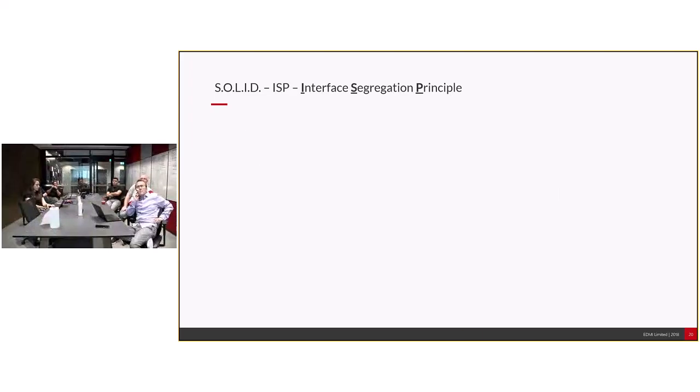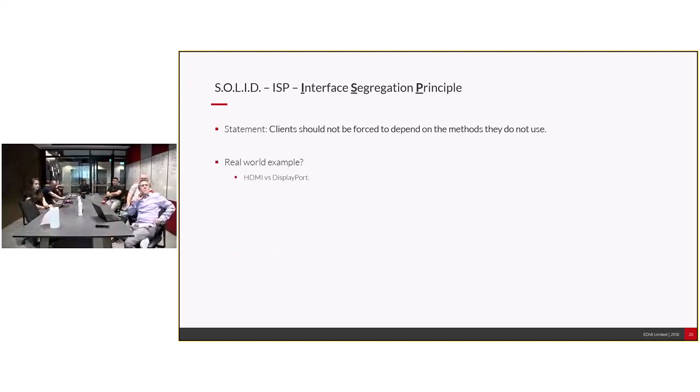Now, the interface segregation principle is fairly simple. Think of it as the single responsibility principle for interfaces. The statement is: clients should not be forced to depend on methods they do not use. It all sounds abstract, but let's get into something real. What's a real world example?